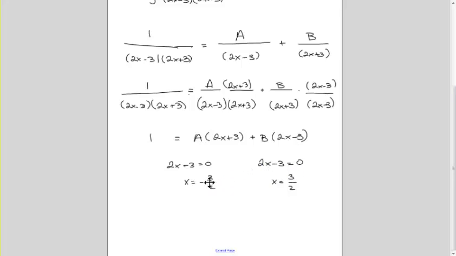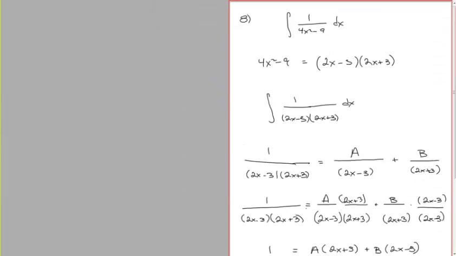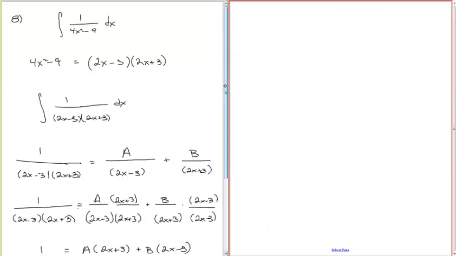So what we're going to do is choose those values of x separately, and that will cause each one of these to go to 0 in sequence. That will get rid of one of the constants, and then all we'll have is one equation to solve with one unknown. So we're going to do that over on this next page.